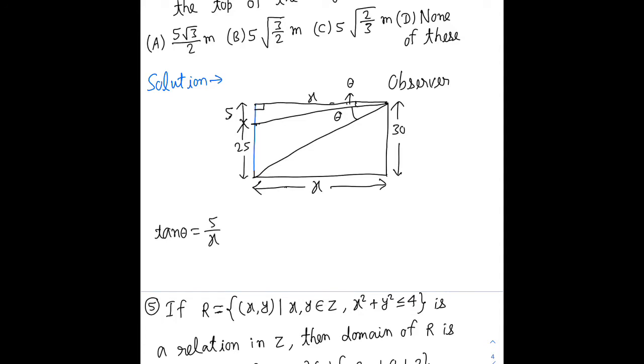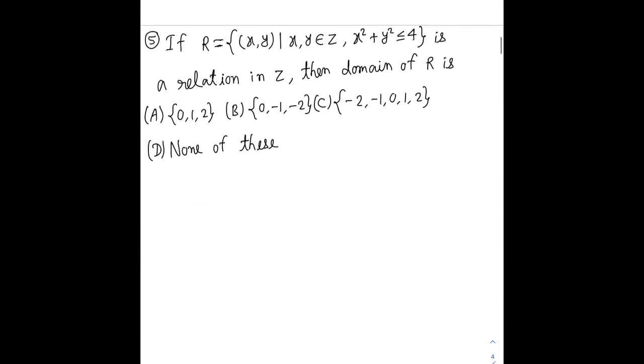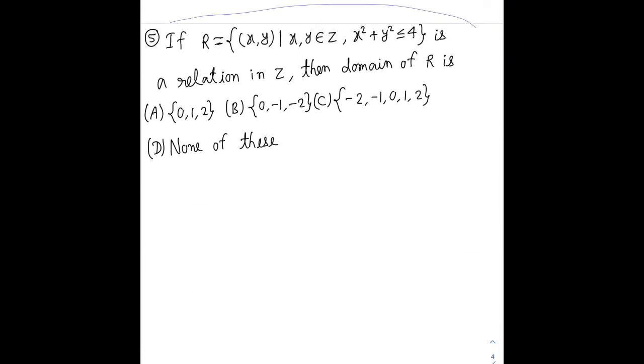Okay, now if we apply tan 2 theta, because this big angle is nothing but 2 theta. So what would be tan 2 theta? It would be nothing but the perpendicular, which is 5 plus 25, that is 30, and the base is x. So tan 2 theta is nothing but 30 by x. Now you know the formula for tan 2 theta, right? So you have to use the formula for tan 2 theta to find the answer.